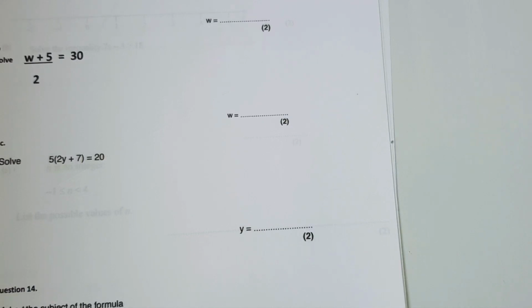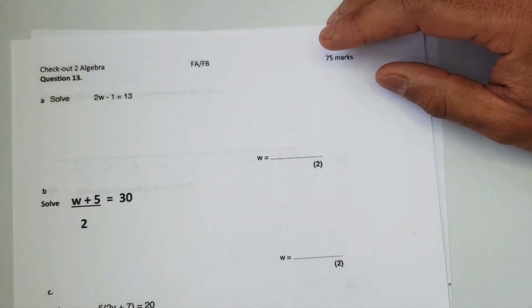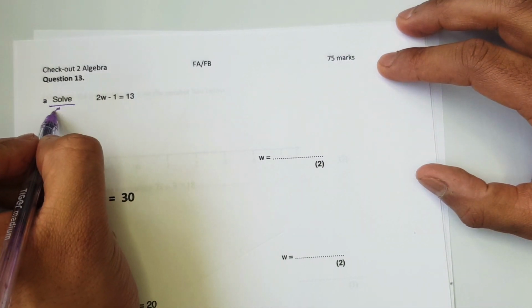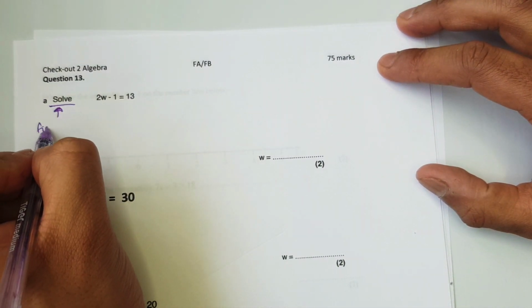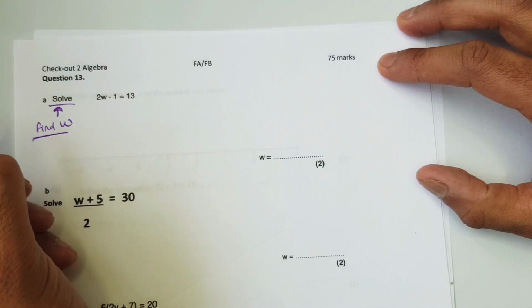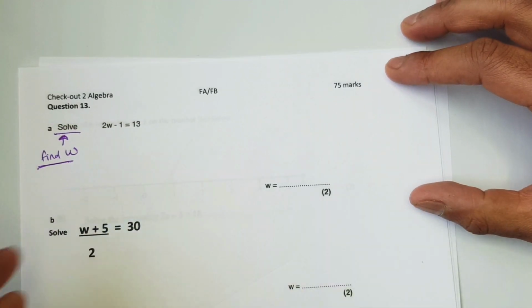Question 13, solving an equation. So solve means to find the letter. In this case, find W. So we're just going to balance the equation.